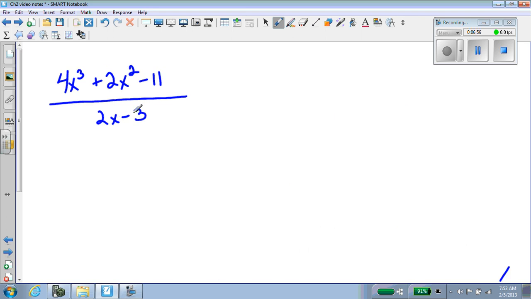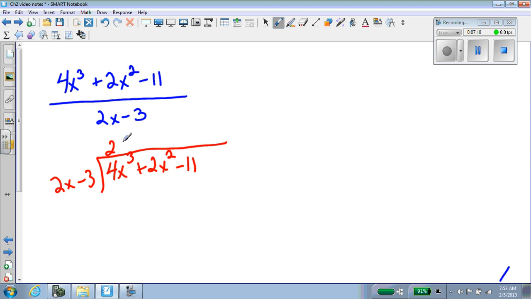Okay, so here I have 2x minus 3. I would love to do synthetic division. I'm going to say, first of all, we're going to do it as long division. So 4x to the 3rd plus 2x squared minus 11 divided by 2x minus 3, and see what happens. So I need to multiply by 2x squared. So I would get 4x to the 3rd minus 3x squared.